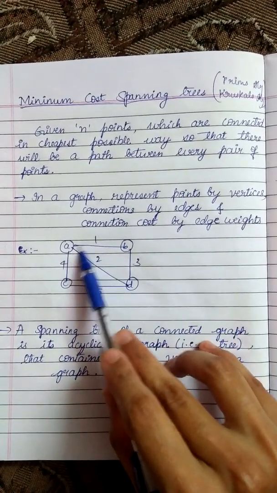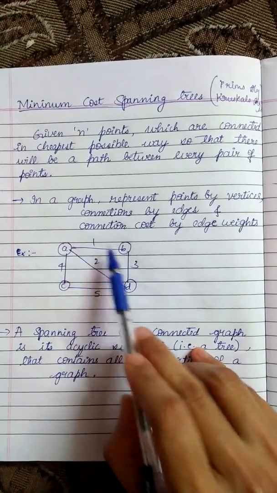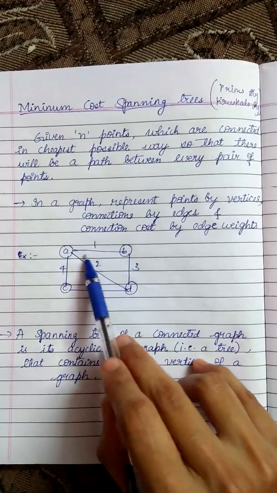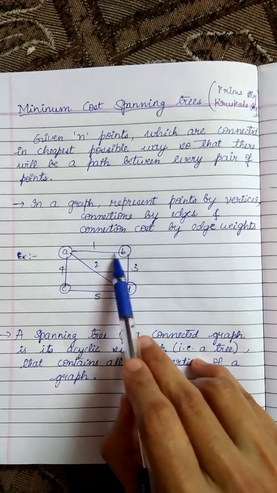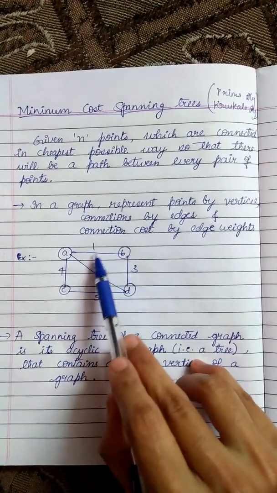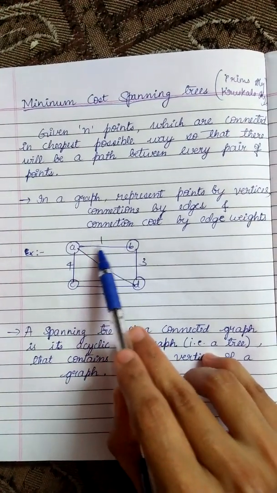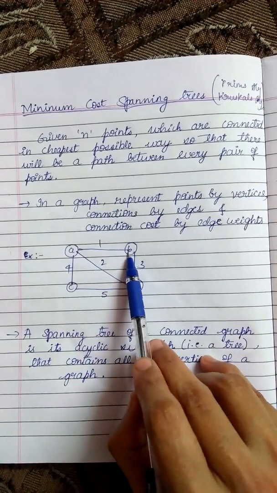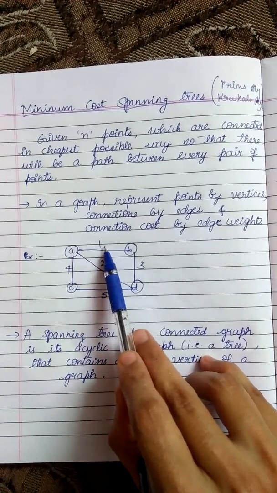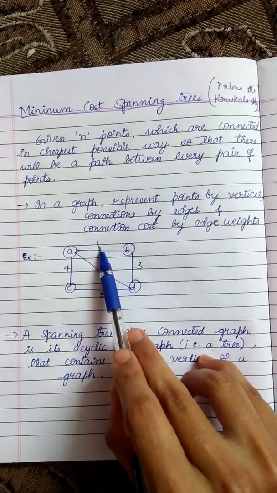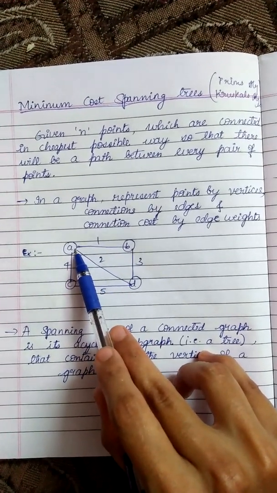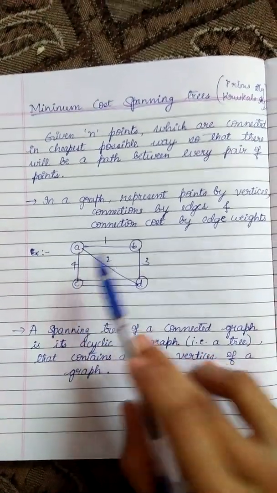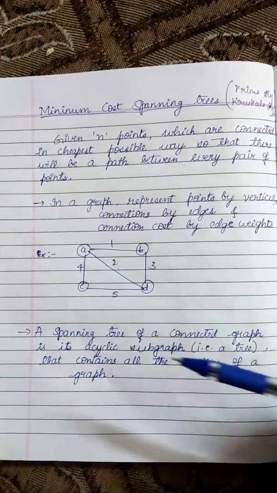For example, consider this graph where it has A, B, C, D. These are nothing but points, also called vertices. The connection between A and B is called a connection, or it is also called an edge, and the cost of the connection from A to B, the weight of that, is 1, whereas the weight of the connection A to C is 4. Now you should know what a spanning tree is.